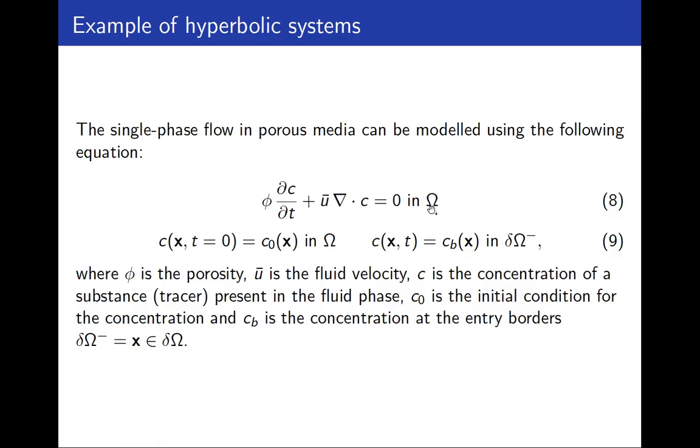This equation is valid in a domain, in a given geometry. So in order to solve equation 8, you have to satisfy one initial condition. That means that at time equal to 0, you will have a concentration profile in the whole domain. And then you have your boundary condition, which means that the concentration at one of the borders has to be equal to a profile in the borders of the domain. CB is the concentration at the entry borders. So this is just one example of a very important equation that is a hyperbolic conservation law that is used in the industry.